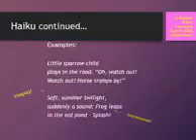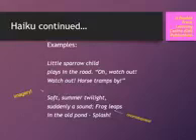Look at this example. Little sparrow child plays in the road. Oh, watch out, watch out, horse tramps by. Soft summer twilight, suddenly a sound. Frog leaps in the old pond, splash.